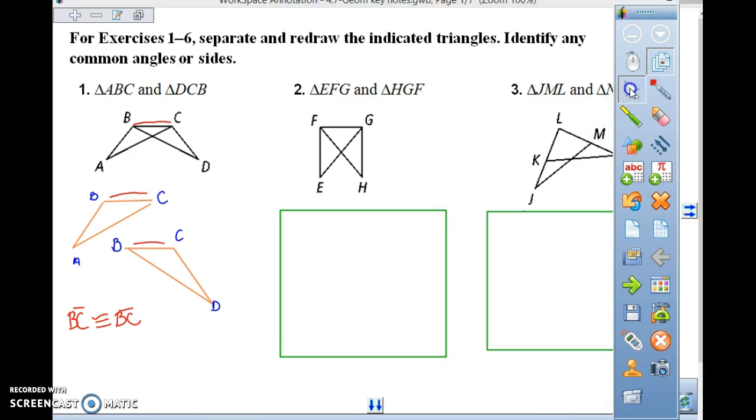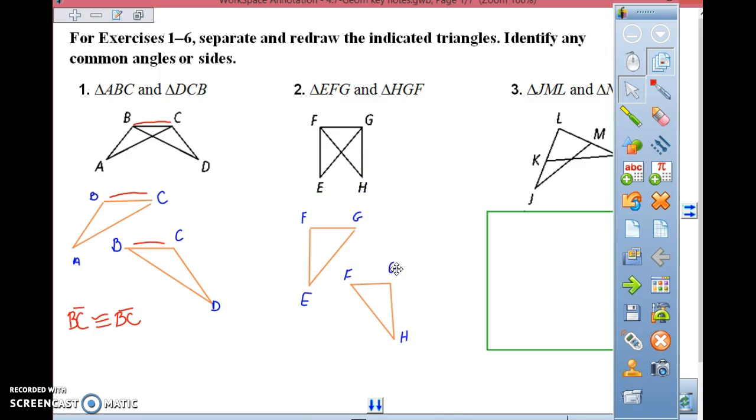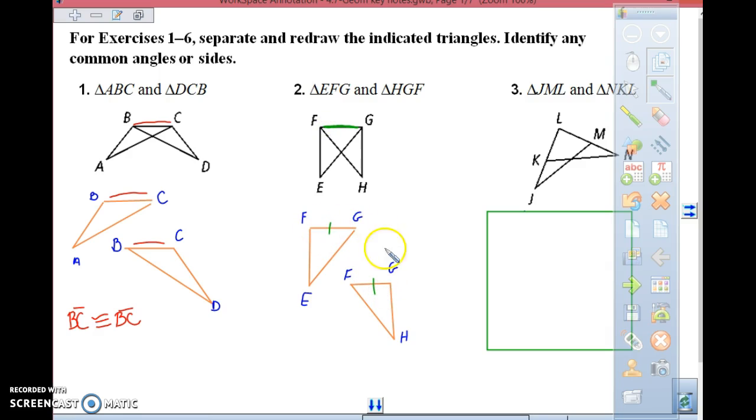Question number 2, triangle EFG and triangle HGF. If I redraw these, this is what my triangles would look like. We're looking for an overlapping piece, and again, it's a side. This side FG is here, and it is also on the other triangle. They're labeled the same, so the common side would be FG.